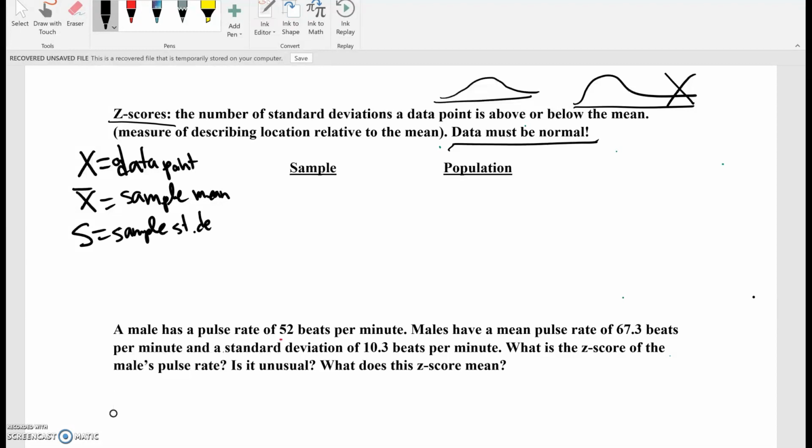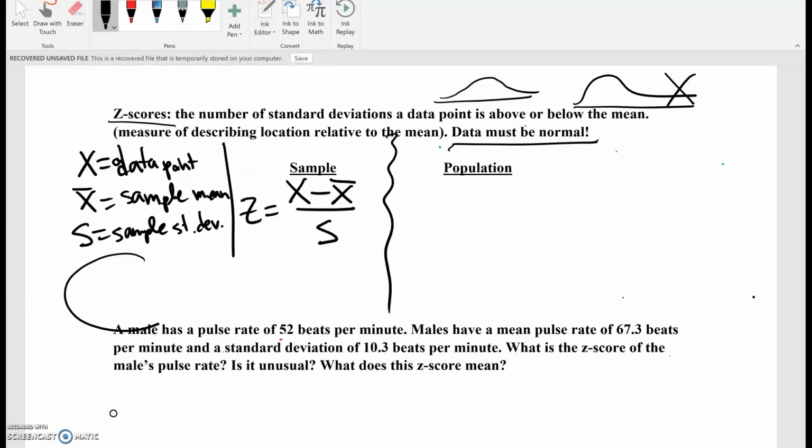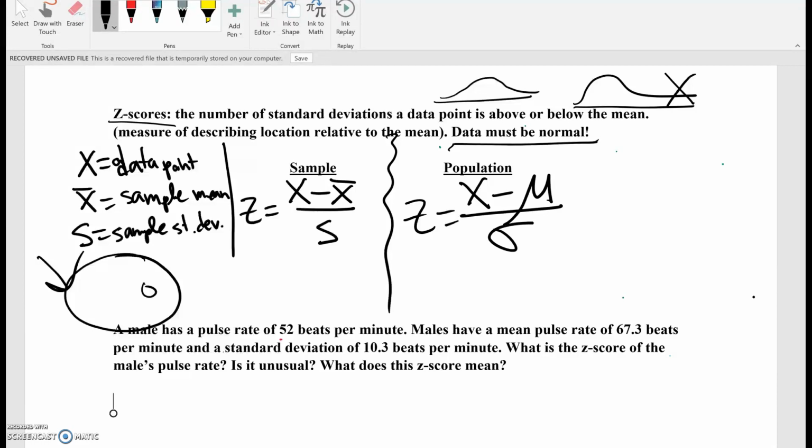Okay, so when I have these things, my z-score is going to be equal to x minus x bar divided by s. This is only a z-score for a sample. Now, if I knew the entire population, so if you remember, I can't get everyone, so I'm going to get a small sample. But let's say hypothetically I did know what the population was, then z equals x minus mu divided by sigma.